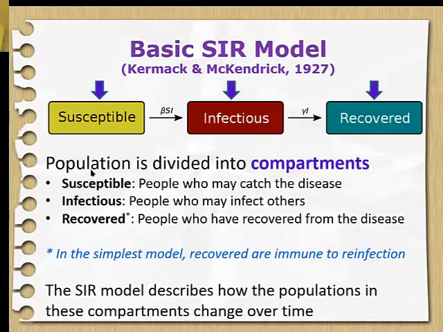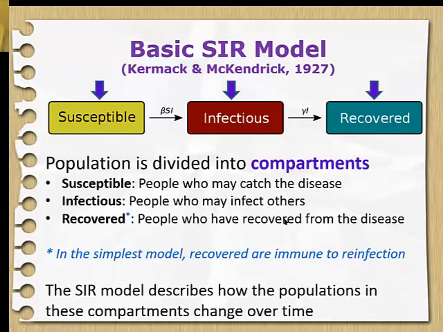In a multi-compartment model, the population is divided into compartments. In other words, some people are classified as susceptible, some people are classified as infectious, some people are classified as recovered. Susceptible are people who may catch the disease. Infectious are people who may infect others. Recovered are people who have recovered from the disease.